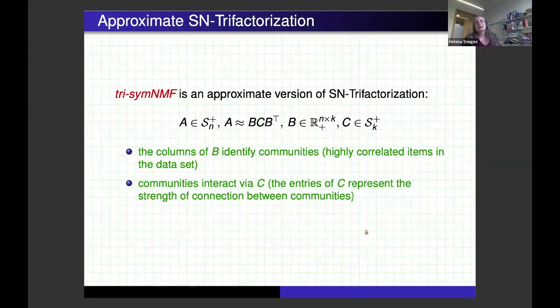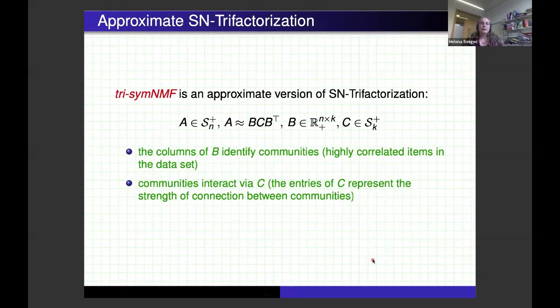Here, the reason that approximate SN-trifactorization plays a role in applications is that we start with some items, and the relationships between items are recorded in our data matrix A. The trifactorization then identifies communities in the columns of the matrix B, and that means highly correlated items in the data set. And the matrix C tells us how those communities interact with each other. So that's the interpretation behind this factorization, at least the approximate version.